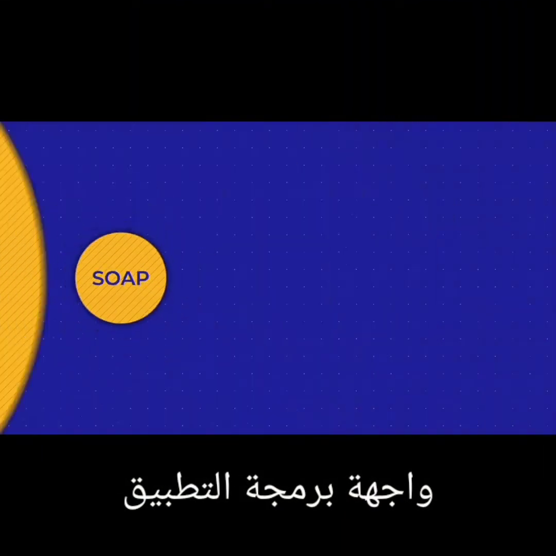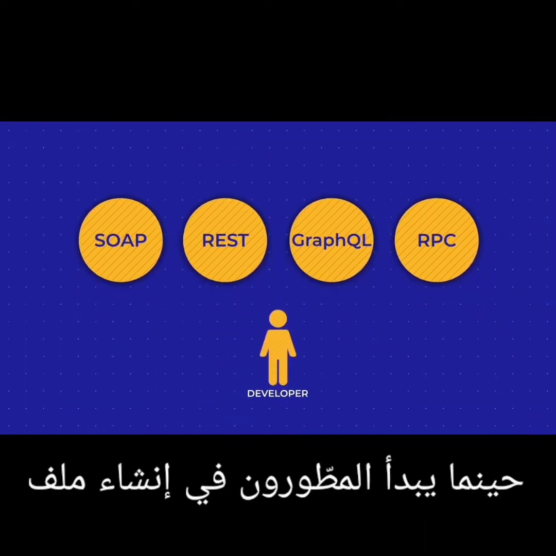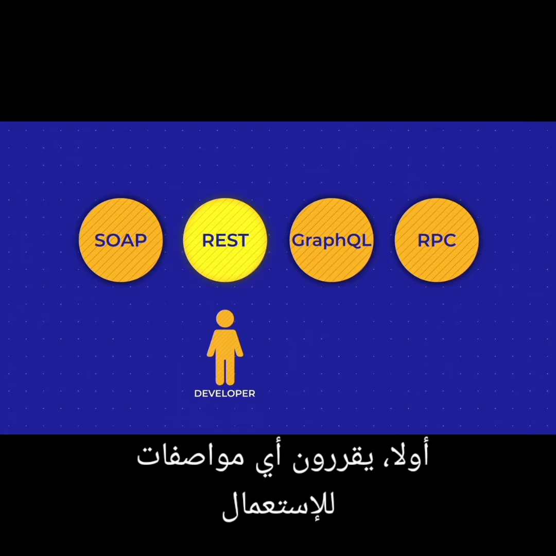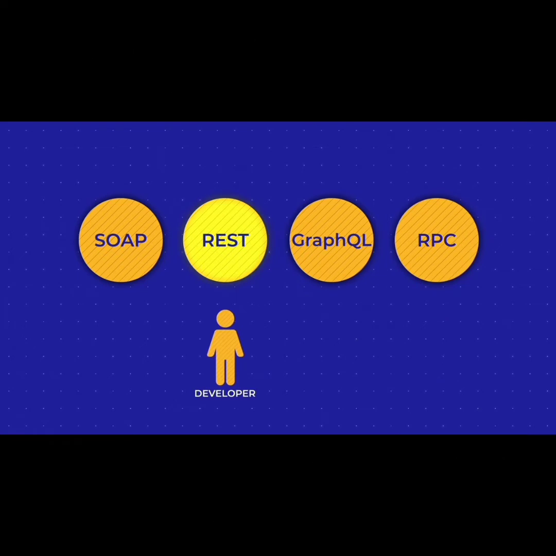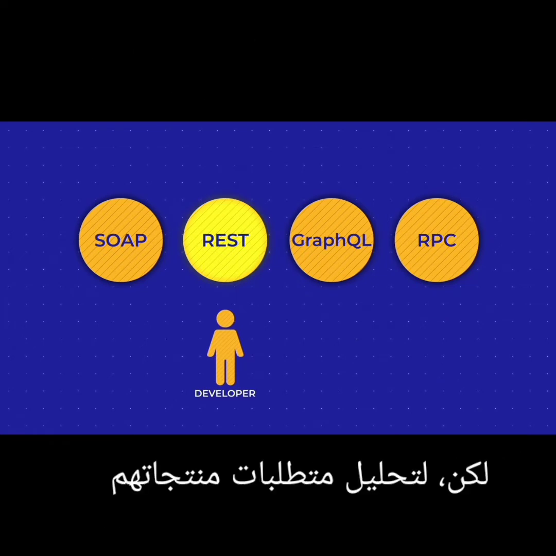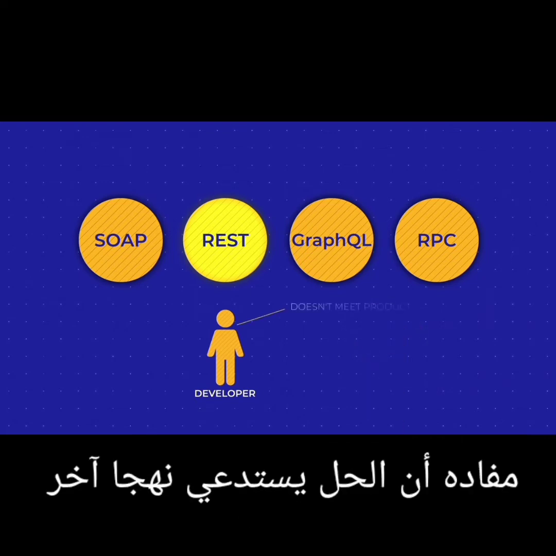Application programming interface comes in different forms. When developers get down to building a web API, first they decide which specification to use. Most of the time, they go for REST. But, analyzing their product requirements, a tech team can come to the conclusion that the solution calls for another approach.